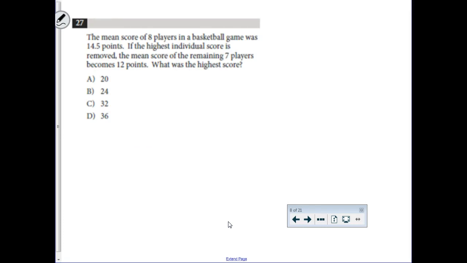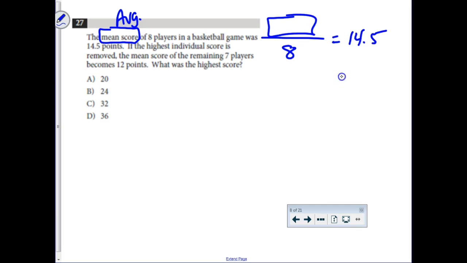All right. 27. The mean score. And what does mean mean again? It's the average, which means you guys know how to find averages. You add them all up and divide by how many things you have. So the mean score of 8 players in a basketball game was 14.5 points. So you have all these basketball players scoring points. You divided by 8, and you got an average of 14.5. So that's what I see is happening in that part of the question.